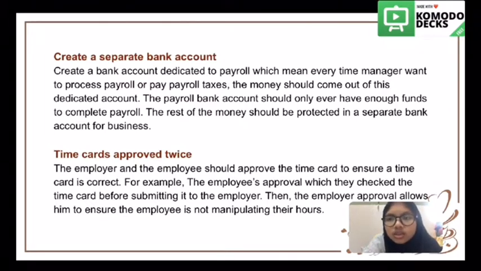And the last one is time card approved twice, which means the employer and the employee should approve the time card to ensure it is correct. For example, the employee approves, checking the time card before submitting it to the employer. Then the employer's approval allows him to ensure the employee is not manipulating their hours.